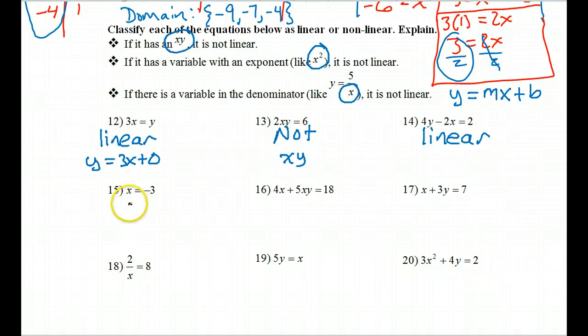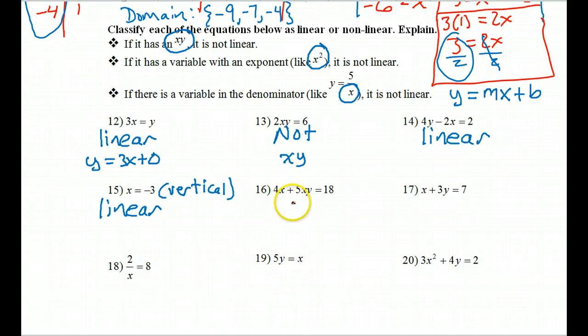What about number 15? Linear or not linear? That is linear. If you have x equals a number or y equals a number, that's a vertical line or a horizontal line. If it makes a straight line, that's linear. X equals a number is always a vertical line. So that's definitely linear.